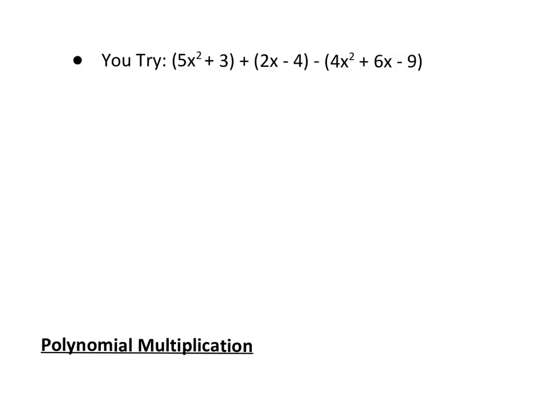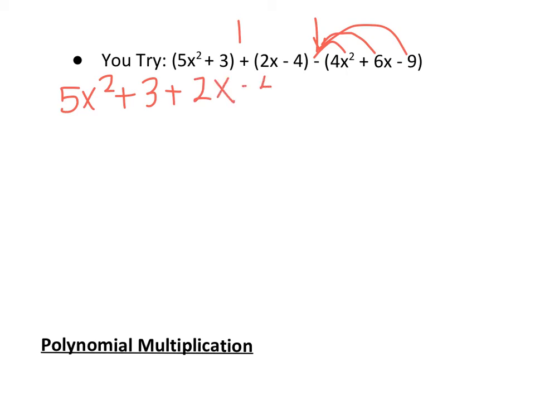All right, so this one, notice I have some addition and I have some subtraction, so I'm going to need to distribute this negative to all of those terms. So I'm just going to rewrite the problem, take everything out of the parentheses, so we're going to add it all together. So that turns into a negative 4x squared. And that's going to turn that into a negative 6x. And that will turn that into a positive 9, because two negatives make a positive.